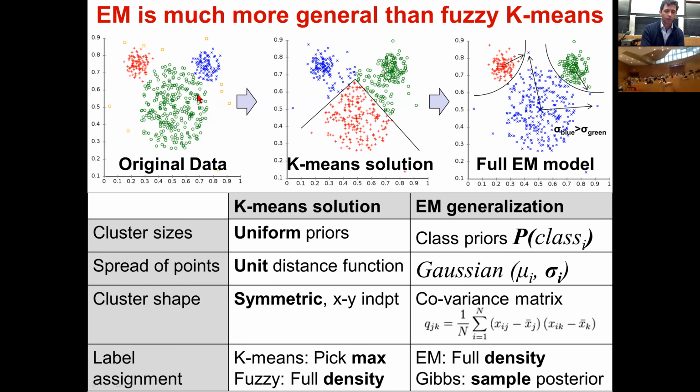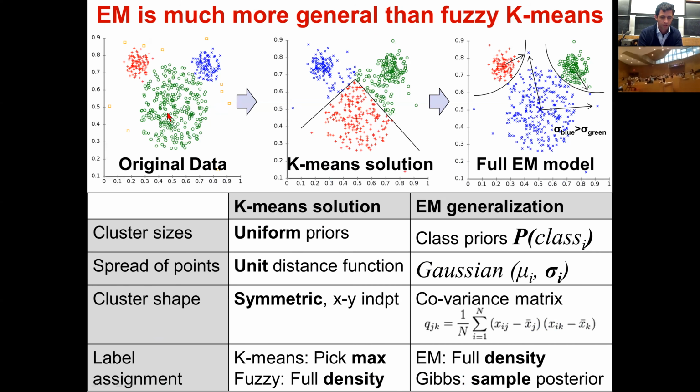So if I have a point here, this green label will have a much, much higher chance of being the true assignment, but this will have some smaller chance. And every now and then I'm going to assign it entirely 100% to the blue point. And that's what Gibbs sampling does. So EM is using the full density to assign the point probabilistically, weighing all of the clusters and all of the evidence, whereas Gibbs sampling effectively looks at that probability and then samples from it.